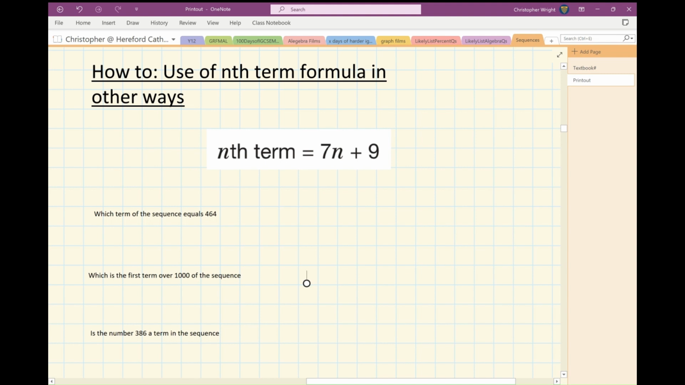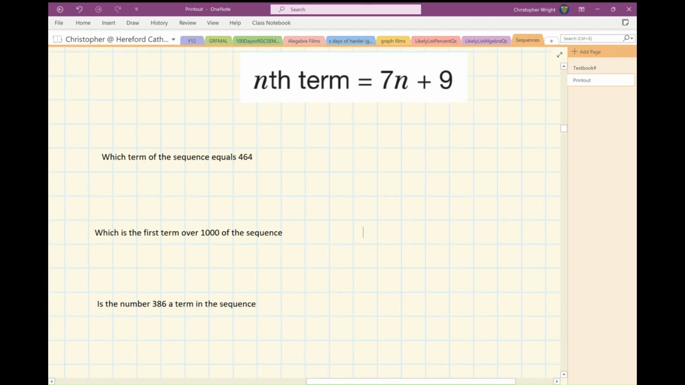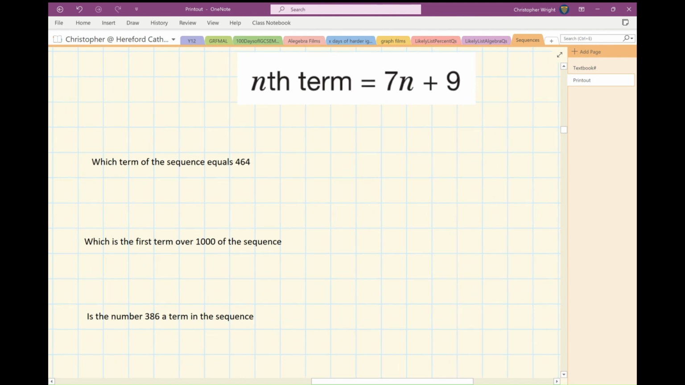Mr. Right here. There are some other ways in which you need to use the nth term formula for a sequence. And to illustrate these to you, I've got an nth term formula here. The nth term of my sequence is 7n plus 9, and we're going to look at 3 questions. We're going to look at ascertaining which term of the sequence has a certain value. In this case, which term of the sequence equals 464. We're going to ascertain a way of finding out which is the first term that's over 1,000.